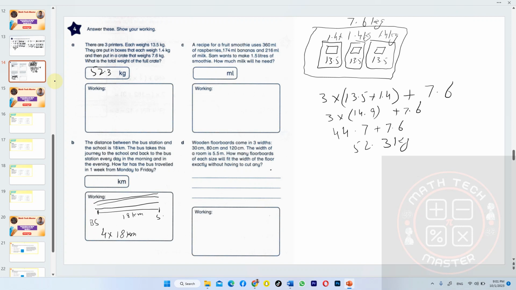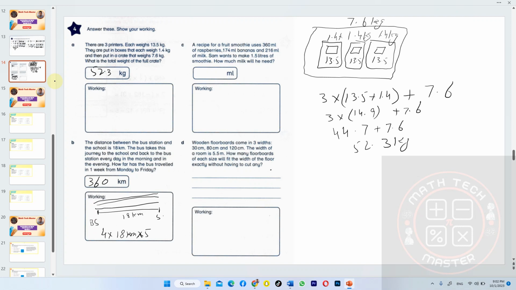How far has the bus traveled in 1 week? So from Monday to Friday. How many days are there from Monday to Friday? 5 days. So we will simply multiply our answer by 5. So it will be 360 kilometers. Simple as that.